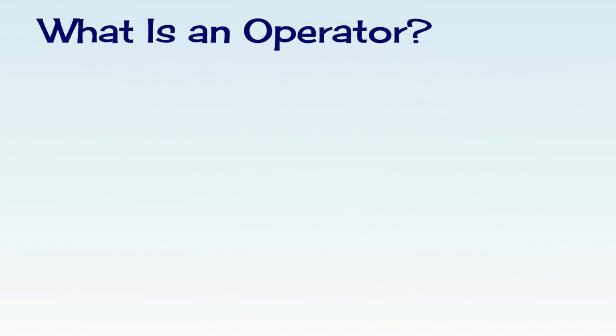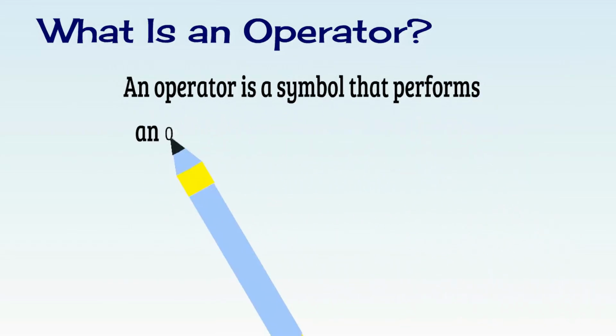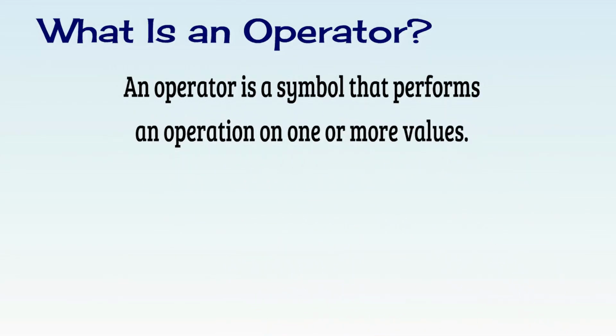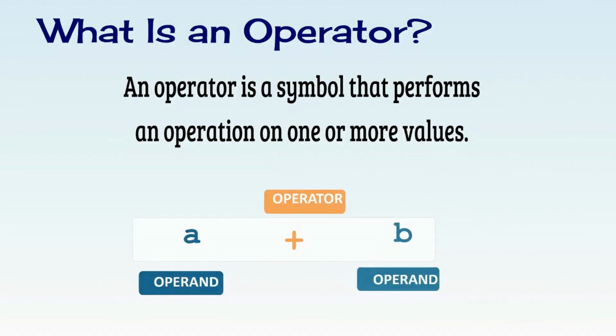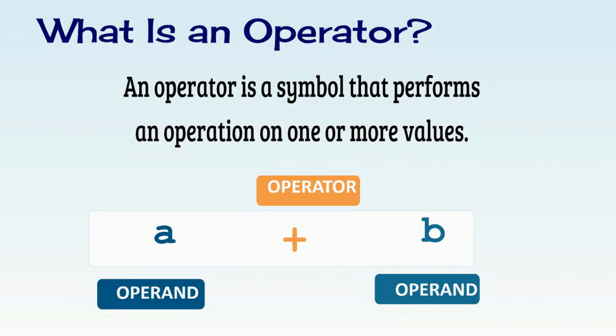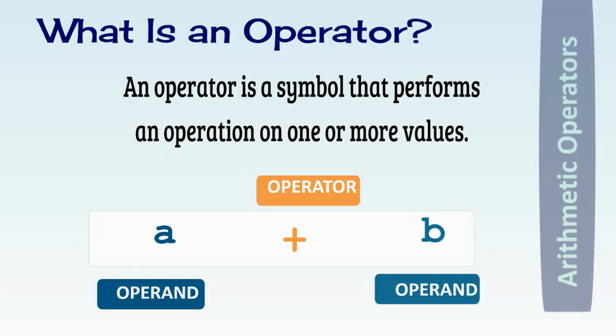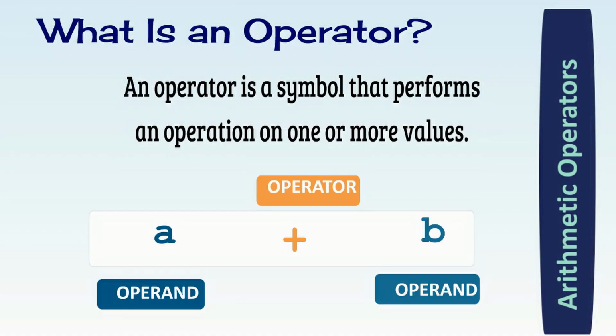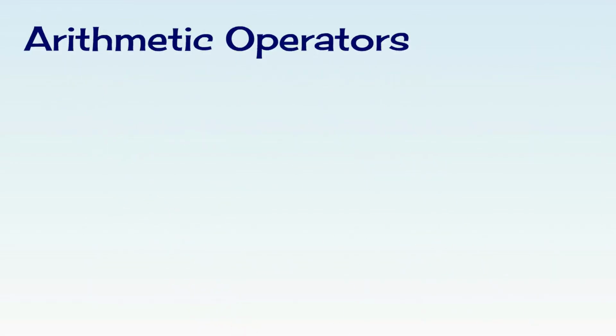What is an operator? Before we look at different operators, let's first understand what an operator is. An operator is a symbol that performs an operation on one or more values. The values on which an operator works are called operands. For example, in the expression where a is added to b, the plus sign is the operator, while a and b are the operands. Today we'll begin with the most common operators, called arithmetic operators, which are used to perform mathematical calculations.